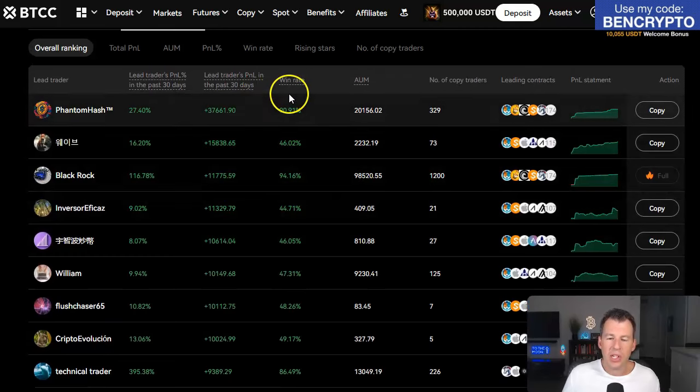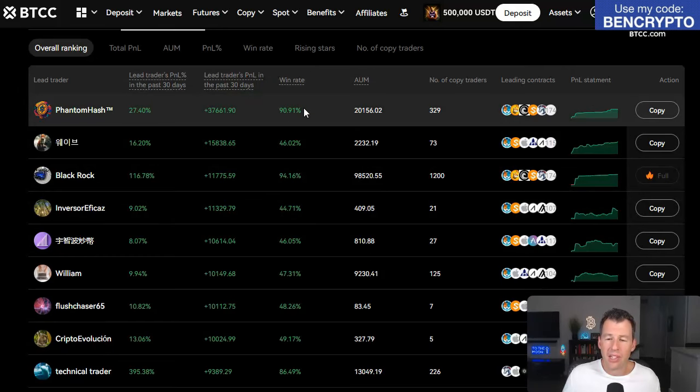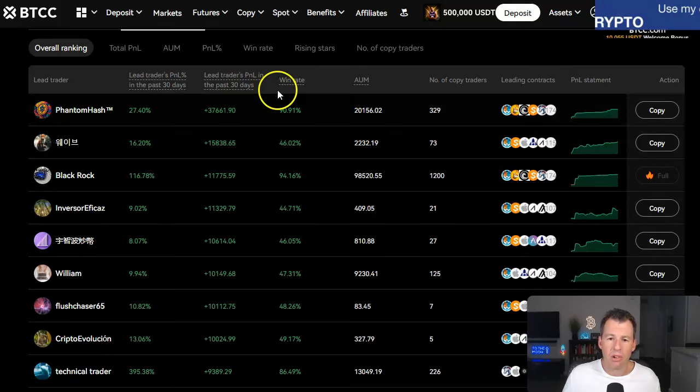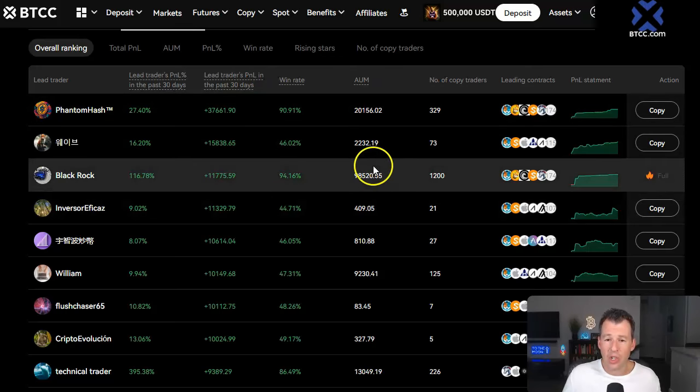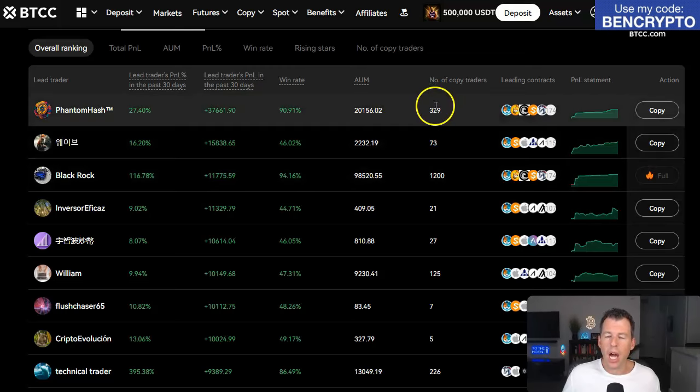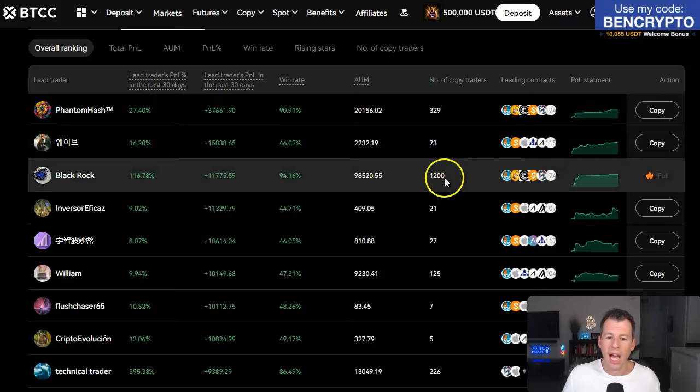outliers. This person has a win rate of 90%. He's trading a decent amount of money, $20,000 of his own money. This person has a win rate of 94%. He's trading $98,000 of his own money. So they both have a lot of copy traders copying them, 329, 1,200.